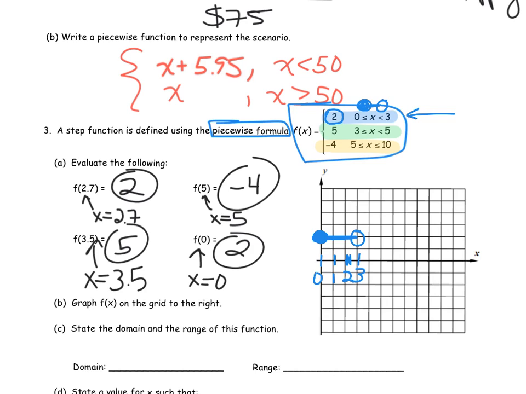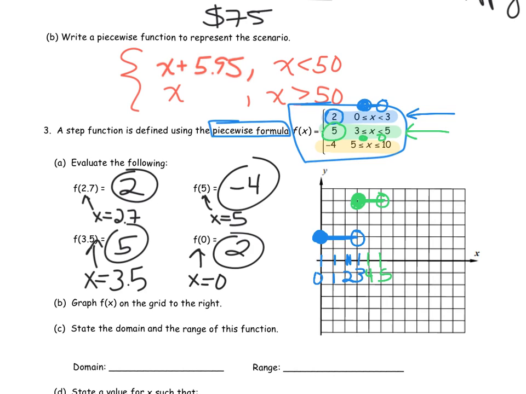Next piece, as I go from 3 to 5, where 3 has the closed circle, so we have the closed circle at 3, open circle at 5, and our y value is now at 5. So when I'm looking at x being 3, my y value is now up at 5. So we have 1, 2, 3, 4, 5. We have the closed circle, and I'm going to travel all the way over to 5, which has an open circle. Horizontal lines, guys.